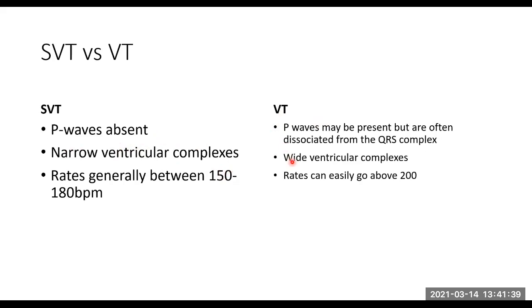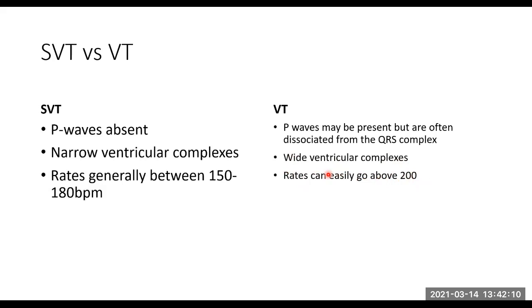However, in ventricular tachycardia, you have wide ventricular complexes. The reason being the stimulus is coming from extraneous pacemaker cells, or from the ventricle itself. So you get these wide ventricular complexes. SVT tends to range between 150 to 180, whereas with ventricular tachycardia, you can easily go above 200. It has happened quite often where you get extremely high rates of VTAC.